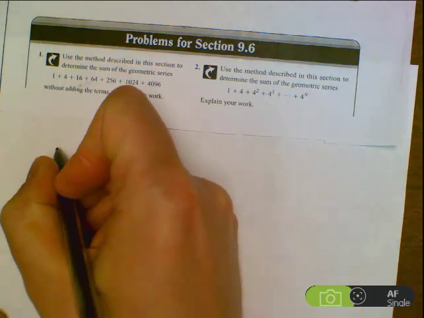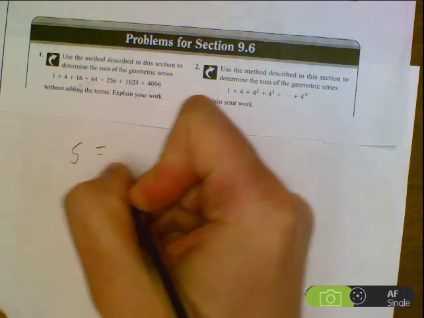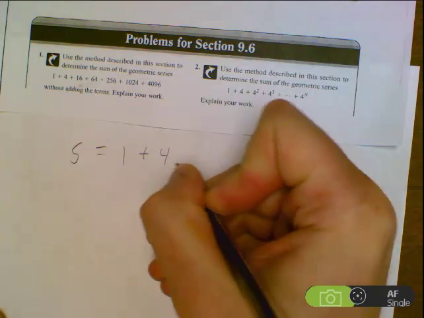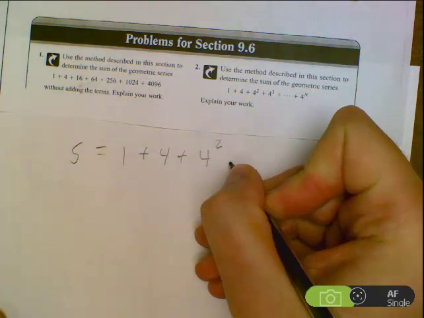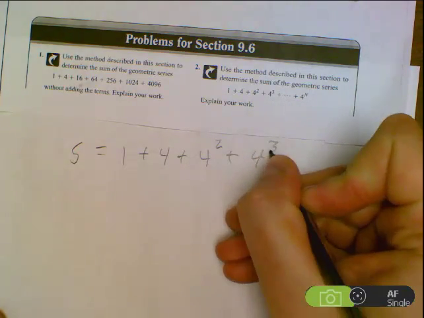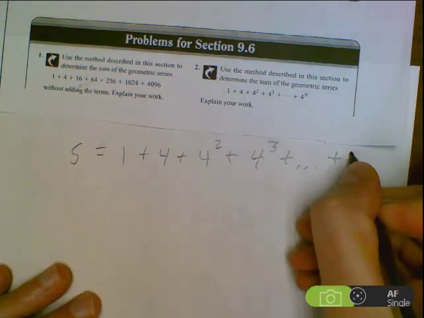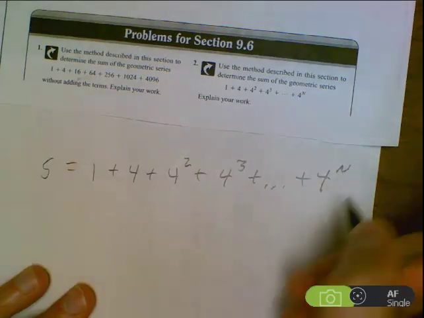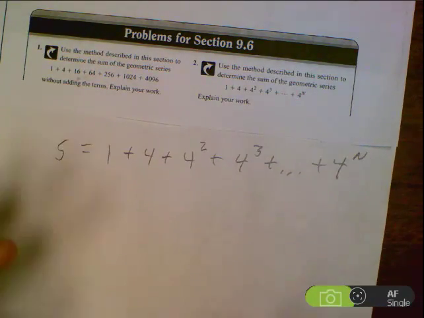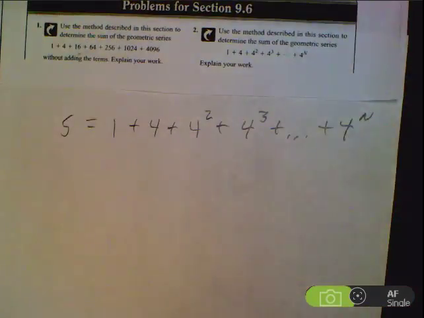Well, again, let's say let S equal that thing: 1 plus 4 plus 4 squared, which is 16, plus 4 to the third, which is 64. So it's just like the one we just did, but it goes all the way to 4 to the n power, and we don't know what n is. So we want to try to create a formula, because obviously if n's really big, this is going to be a huge pain to figure out. And so that's why we want to get a formula for it.